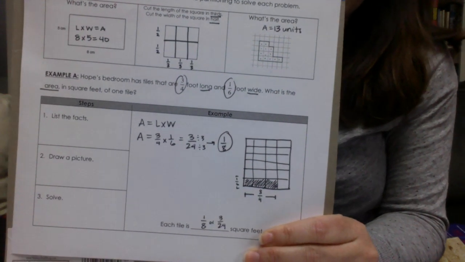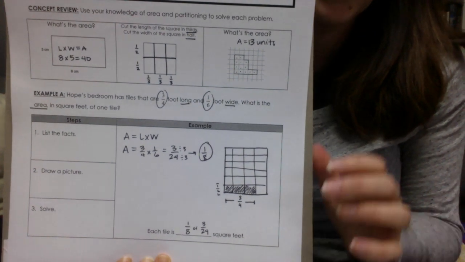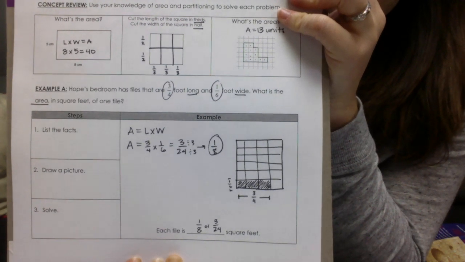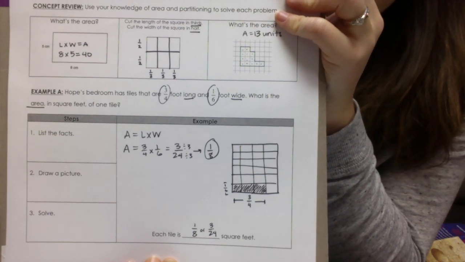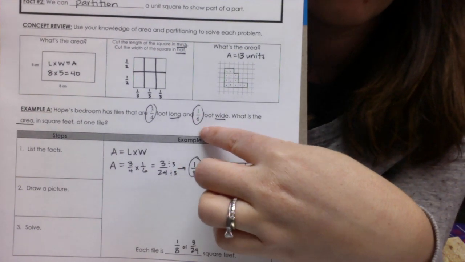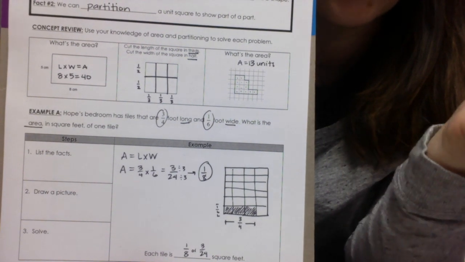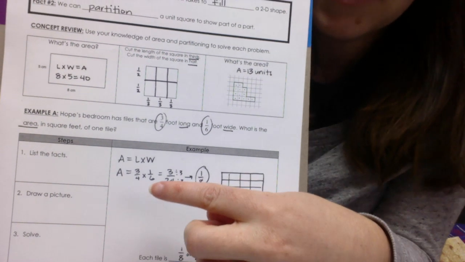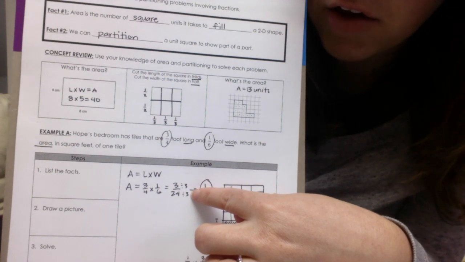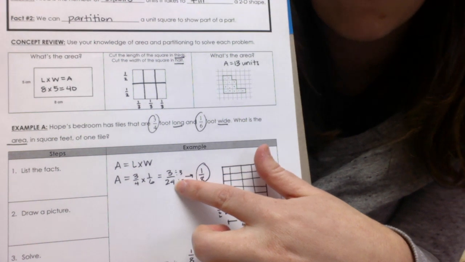All right, now that we've had a basic review of area, let's take a look at example A. It says Hope's bedroom has tiles that are 3/4 of a foot long and 1/6 of a foot wide. What's the area in square feet of one tile? Now, if you think about it, before you even do the multiplication, you've got a fraction size length and a fraction size width. So what that means is it's going to be a very small area because you're doing a fraction times a fraction. So using the basic area formula, area equals length times width, you can do 3/4 times 1/6 and very quickly get that it's 3/24, which reduces down to 1/8, but 3/24 for our purposes.